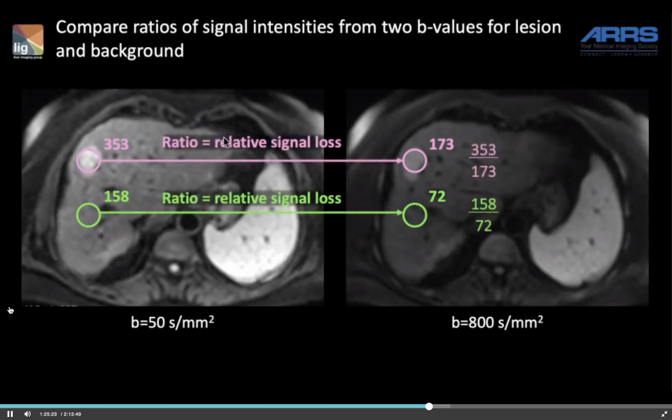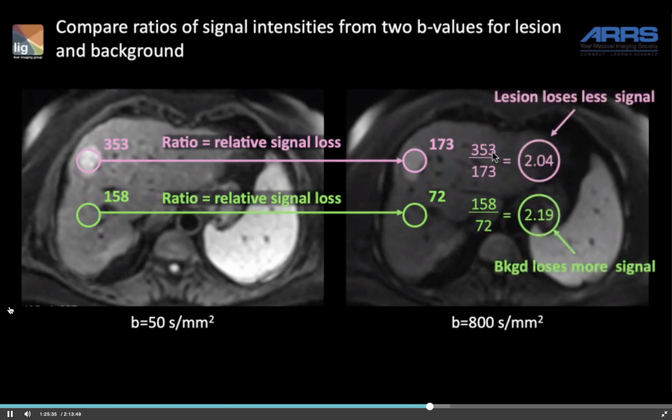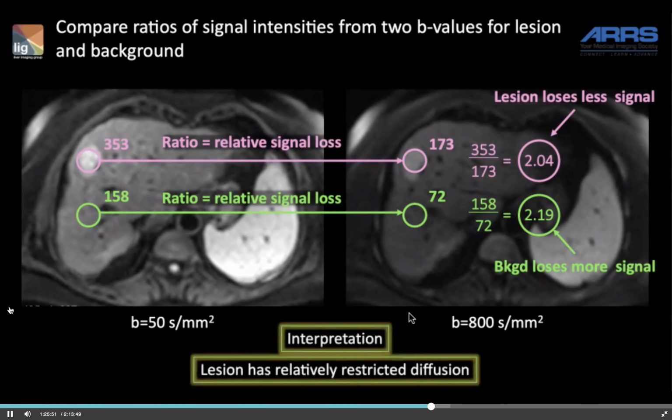And what you do is you just simply take the ratio of the signal loss. So the lesion went from 353 to 173. The liver went from 158 to 72. And these are pretty simple numbers. You can calculate that this is 2.04 and that the liver is 2.19. So notice that the lesion has lost less signal because it lost signal at a factor of 2.04 than the background liver. And our interpretation, therefore, is that the lesion has relatively restricted diffusion.